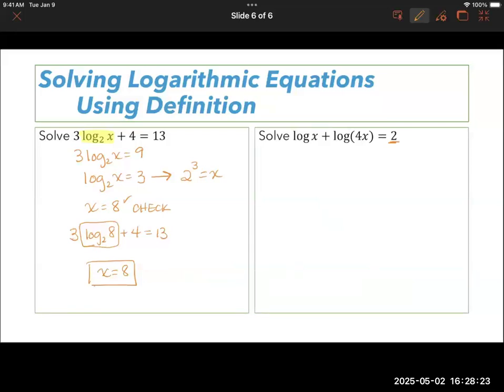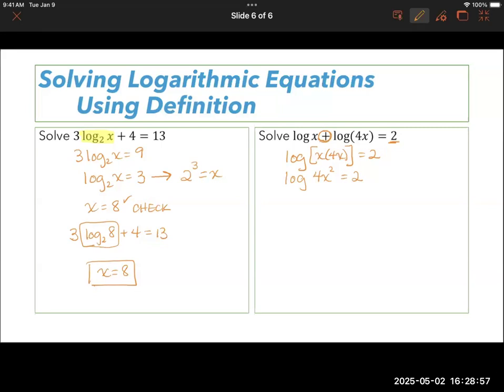So instead, I'm going to go back to thinking about the laws of logarithms again, realizing that this addition sign between the 2 logs on the left side means that I can rewrite this and combine it as the product of x and 4x. And so I'm looking at the log of 4x squared being equal to 2.